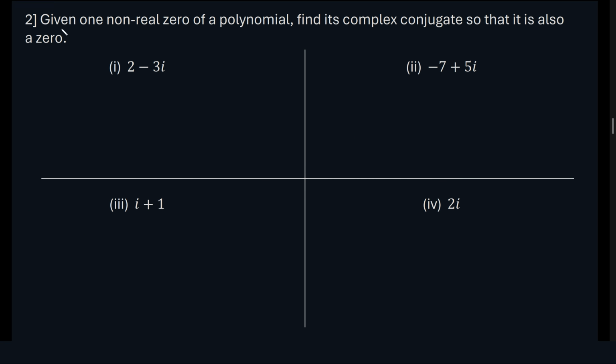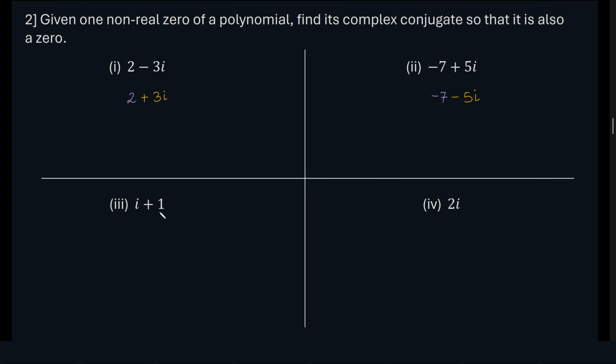Question 2. Given one non-real zero of a polynomial, find its complex conjugate so that it is also a zero. First, 2 minus 3i. Now remember, to find complex conjugate, we keep the real number as it is and flip the sign of the imaginary part. So we keep positive 2 and change negative 3i to positive 3i. Second, here we will keep negative 7 and change positive 5i to negative 5i.